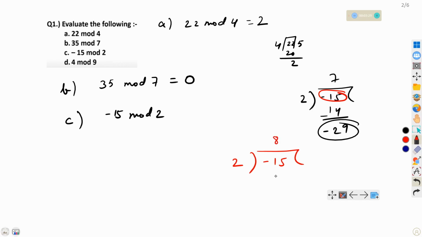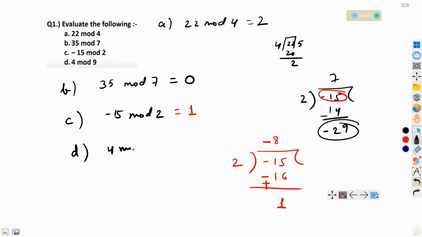So let's go like this. 2 eights are, we know that it is 16. Now what we have to do is change the sign here. So we'll take minus so that we get minus 16, and when we subtract, we get plus 1. So now it gives us a remainder of 1. So what is minus 15 mod 2? It is 1. In the other case, we were getting minus 1, or if we go 8s, we'll get minus 16 and then minus 31, but both of these answers will be wrong because we don't want the remainder to be a negative integer.